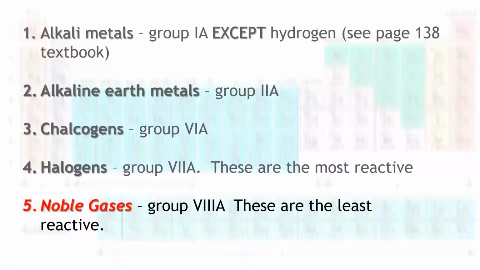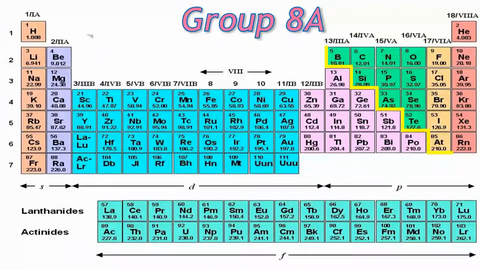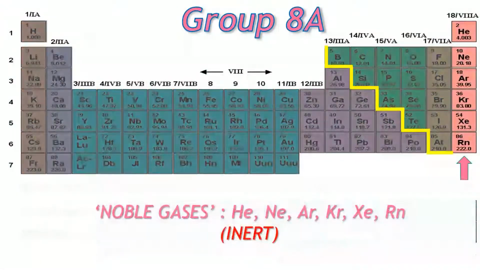Finally, a group that's not very reactive at all. They're often called the noble gases. The implication is that they're upper class and too good for the rest of us. This is group 8A in the US system, and these are the least reactive. In fact, we describe them as being inert. This is the column shown in red at the end. It includes helium, neon, argon, krypton, xenon, and radon, and every one of them is a gas.